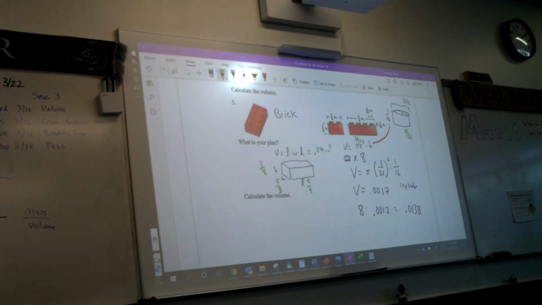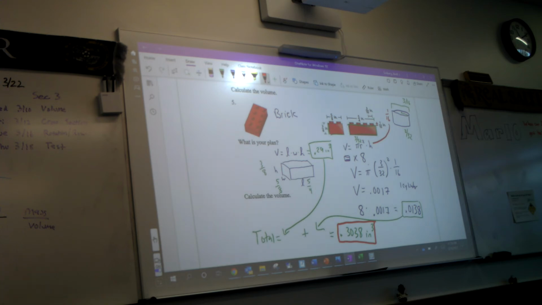Okay, so then to get the total volume here, we're going to need to combine the rectangular prism with our 8 cylinders. So if I do 0.29 plus 0.0138, that gives us 0.3038 cubic inches. That's how much plastic is used on one of these bricks. Now that's of course assuming that they are solid plastic. Are they solid plastic? No, but we're not going to worry about that too much.